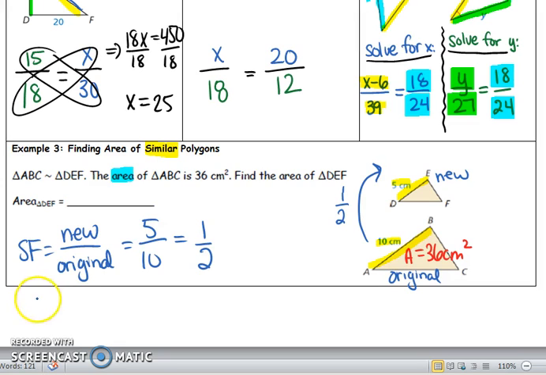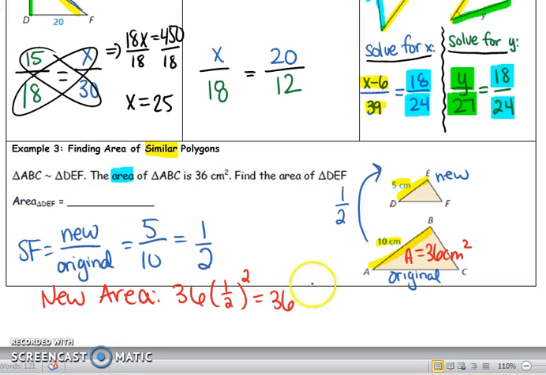So to find the new area, I'm running out of room, so I'm going to write down here. To find my new area, I'm going to take the area of the original triangle, which is 36, and I'm going to multiply that with the scale factor squared. And that will tell me the new area of my smaller triangle. So 36 times 1/2 squared. 1/2 squared, remember, is just 1 over 2 times 1 over 2. Multiplying across, that gives you 1 over 4. And 36 times 1/4 gives you 9.